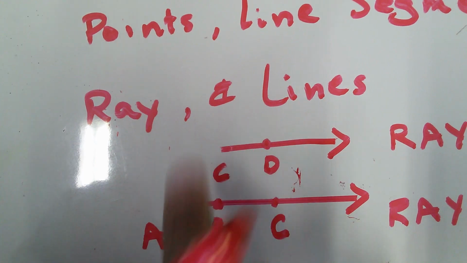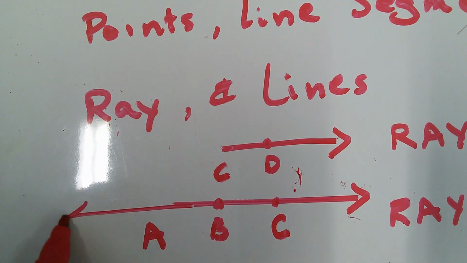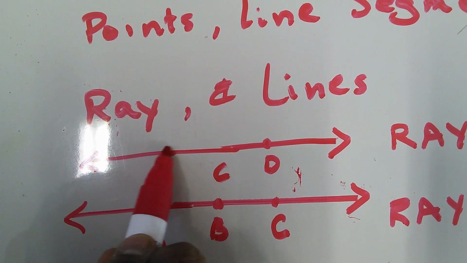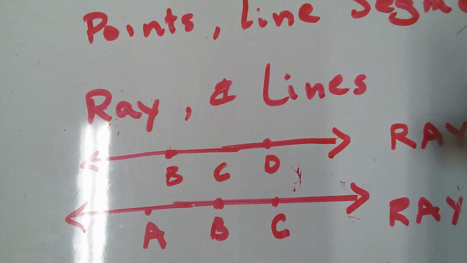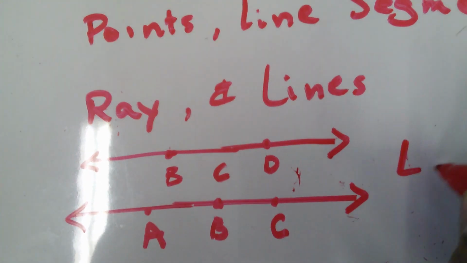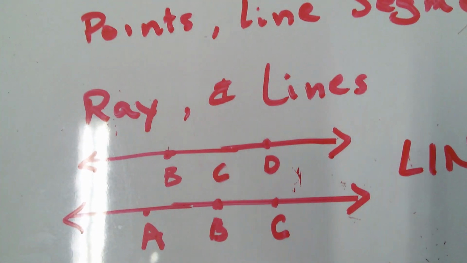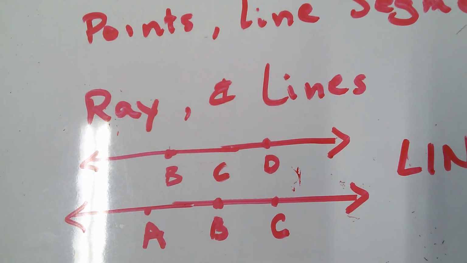When, in geometry, we have something that keeps going in both directions, we call this a line because it goes on forever and ever. And that's all we're going to talk about with respect to points, line segments, rays, and lines.